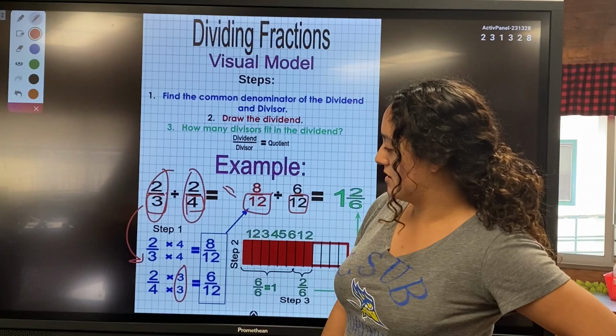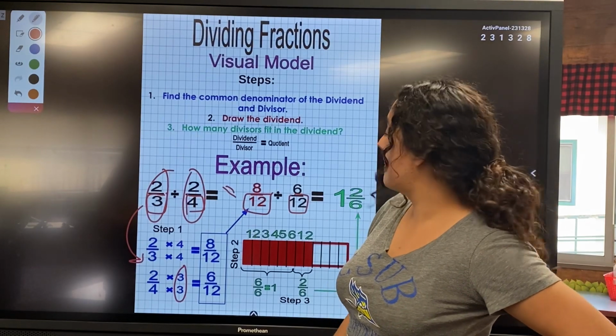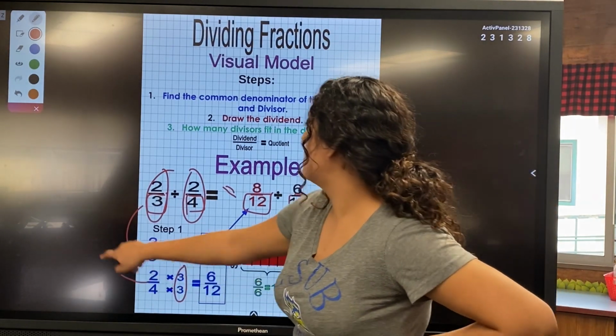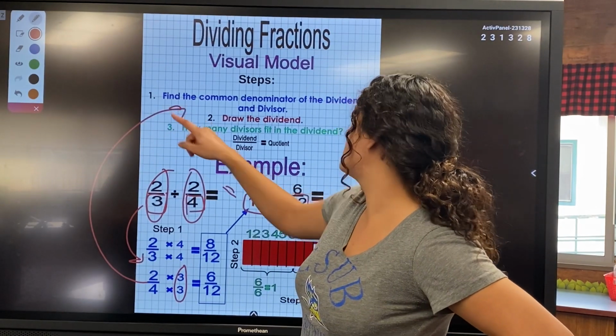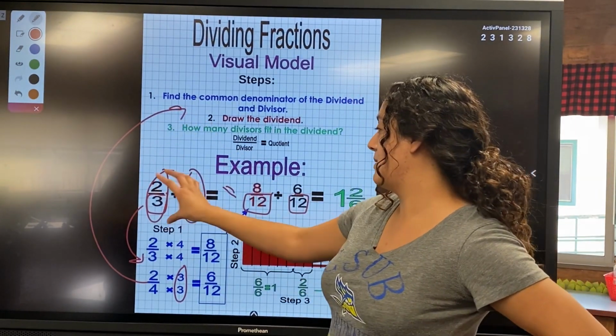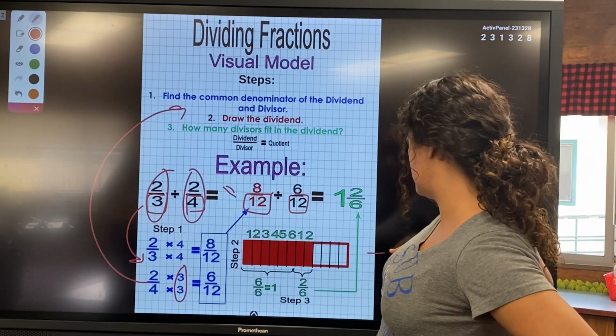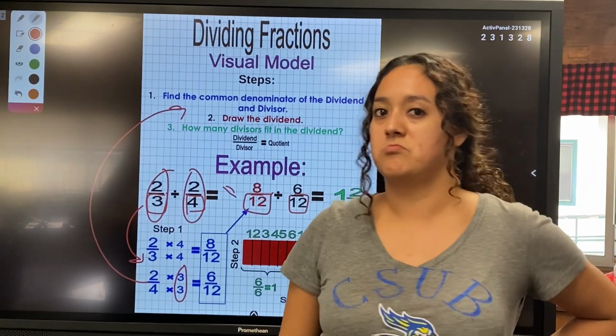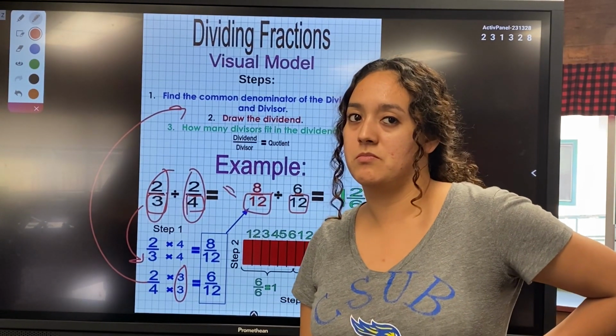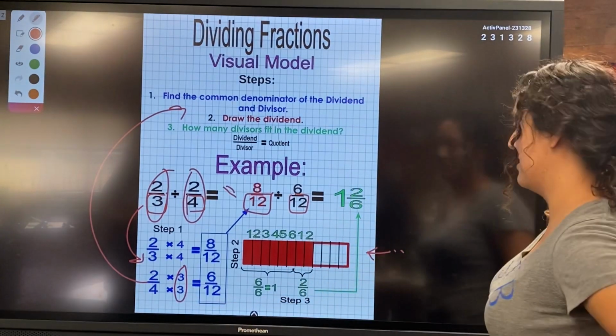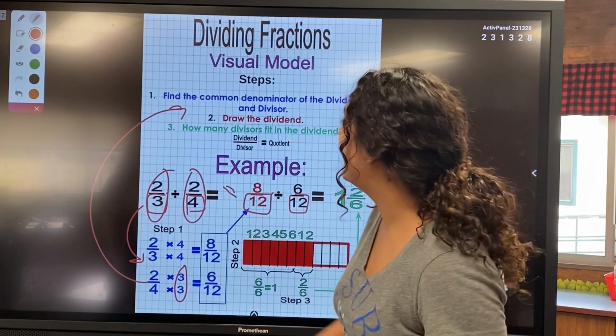Why are we multiplying? Why multiply by 4 and 3? Because we want to find the common denominator so that it can be easier for us to draw this out and picture it out. I had to make sure I was right. Sorry, I just misunderstood. Oh, it's okay. You're doing great.